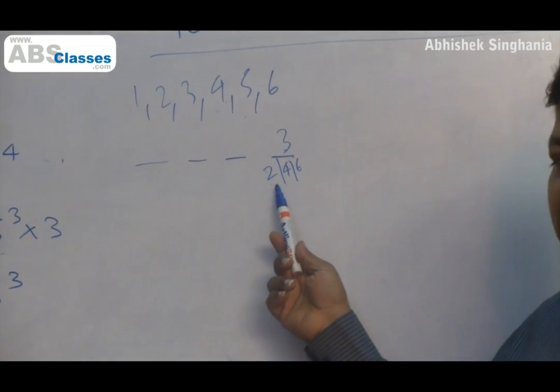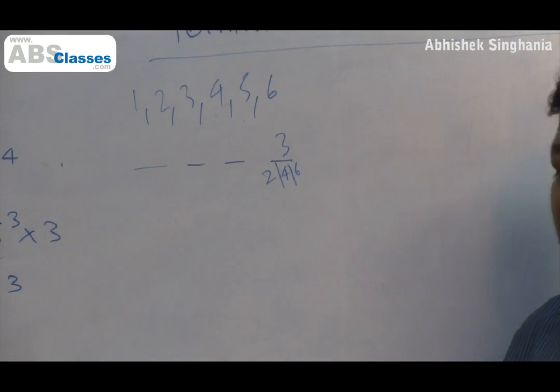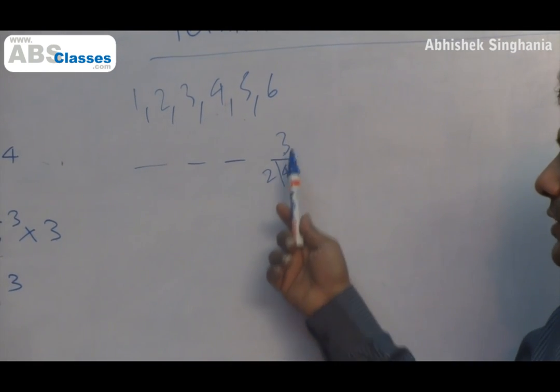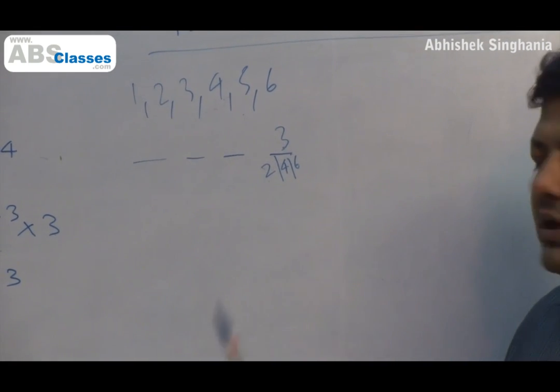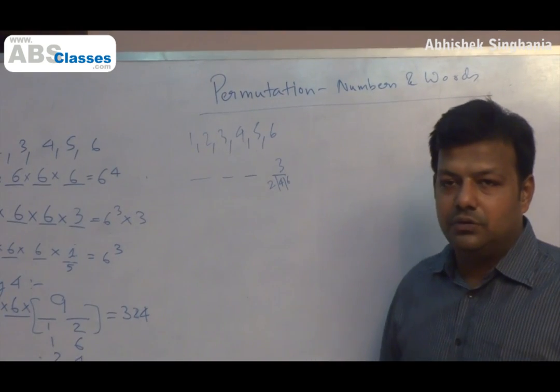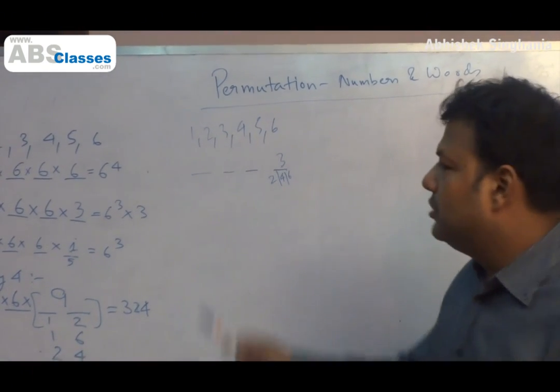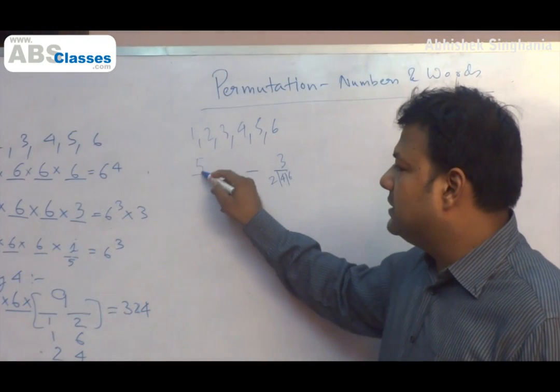But whichever of these 3 digits I put here, because repetition is not allowed now, the digit which will go here cannot be used anymore. It is out of use now. So out of 6 digits, one even digit has been used, which I cannot use anymore. So I have only 5 digits left. So in the first place there are 5 choices.